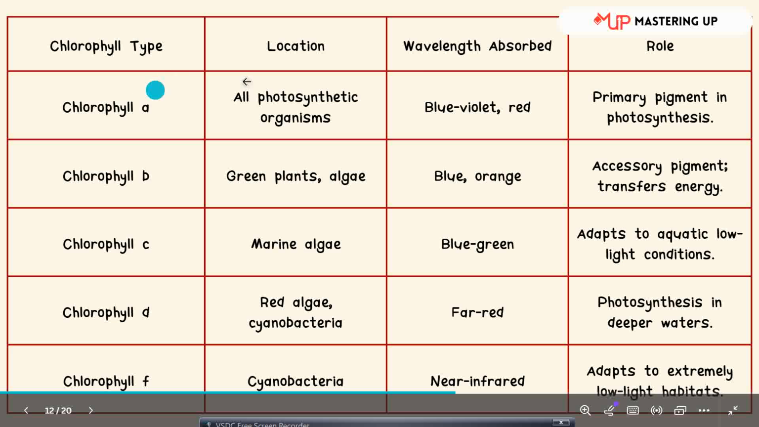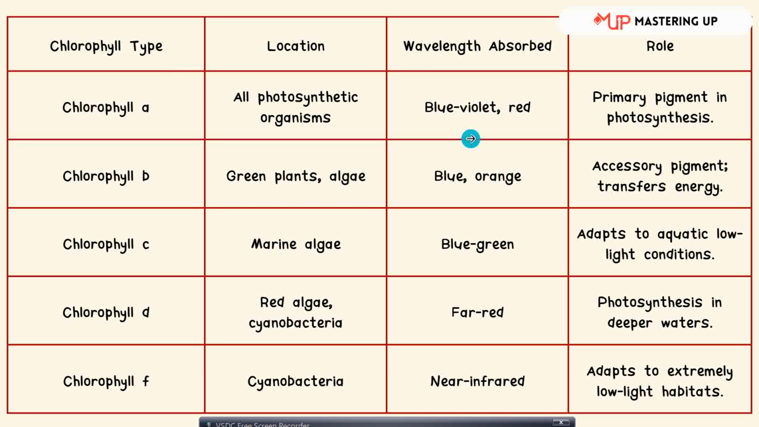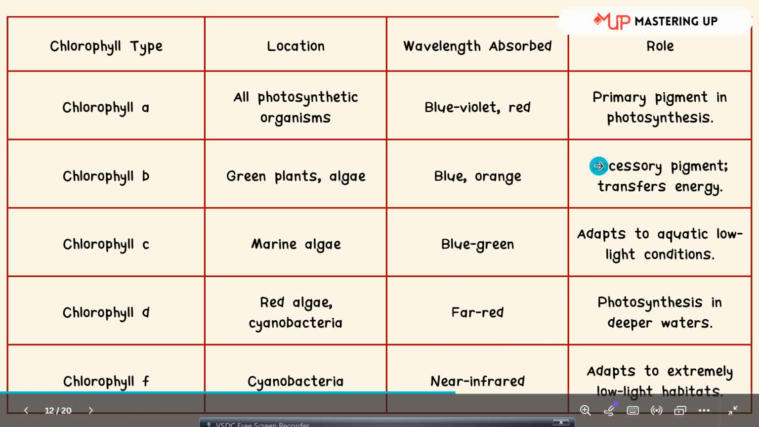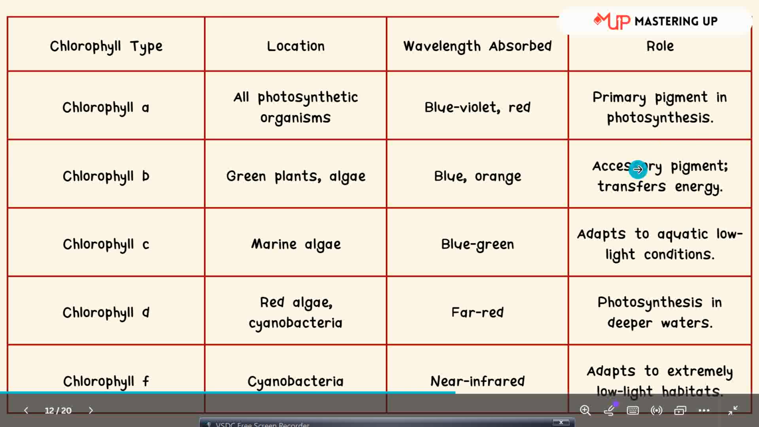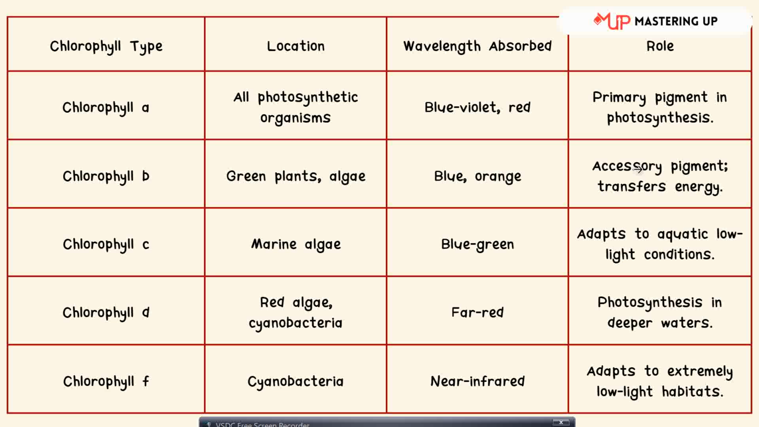And the wavelength absorbed: A blue violet to red, B blue orange, C blue green, D far red and F near infrared. And the roles: A primary pigment in photosynthesis, B accessory pigment and transfers energy to A, and C adapts to aquatic low light conditions, D photosynthesis in deeper waters, and F adapts to extremely low light habitats. Okay, you can take a screenshot of this table. This is the basic summary of all those different types of chlorophyll we have discussed so far.